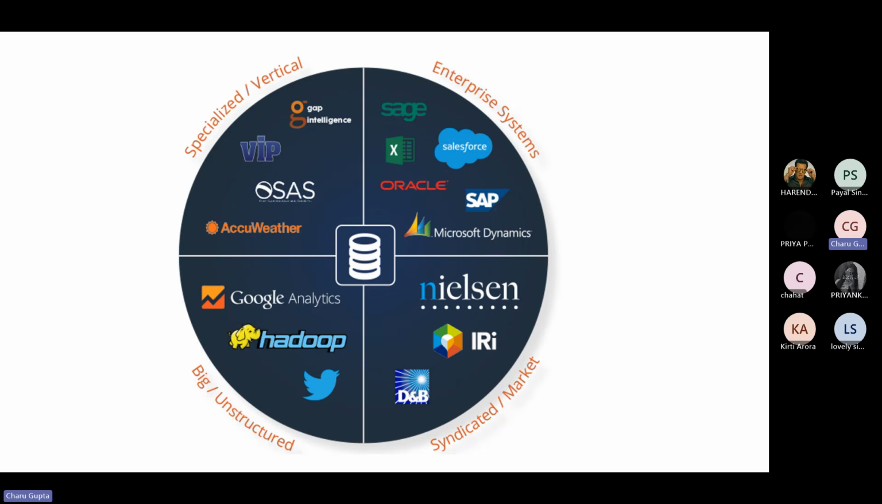This is again a snapshot: Salesforce, SAP, Oracle, Microsoft Dynamics are for the enterprise systems. IRI and DNB data warehouses are for the syndicated and market data. Google Analytics and Hadoop are for the big and unstructured data, right? And specialized ones like Gap Intelligence, OSAS, AccuWeather, these are again different data warehouses available.